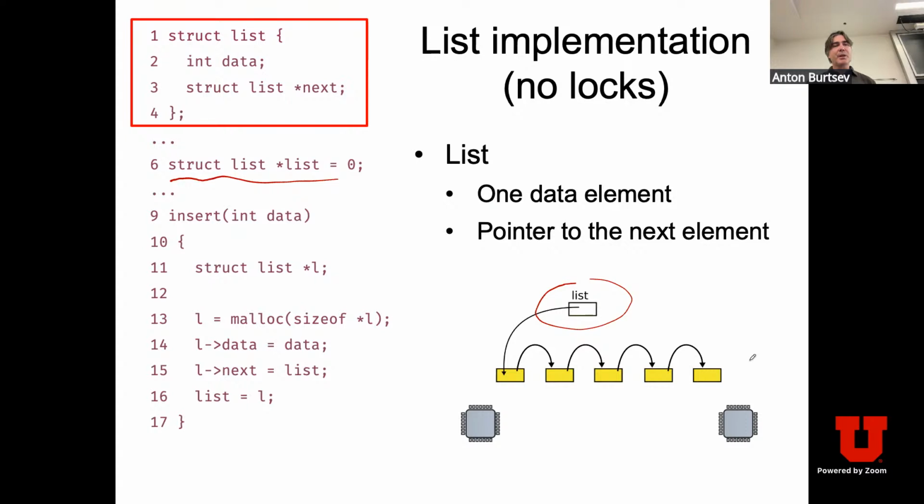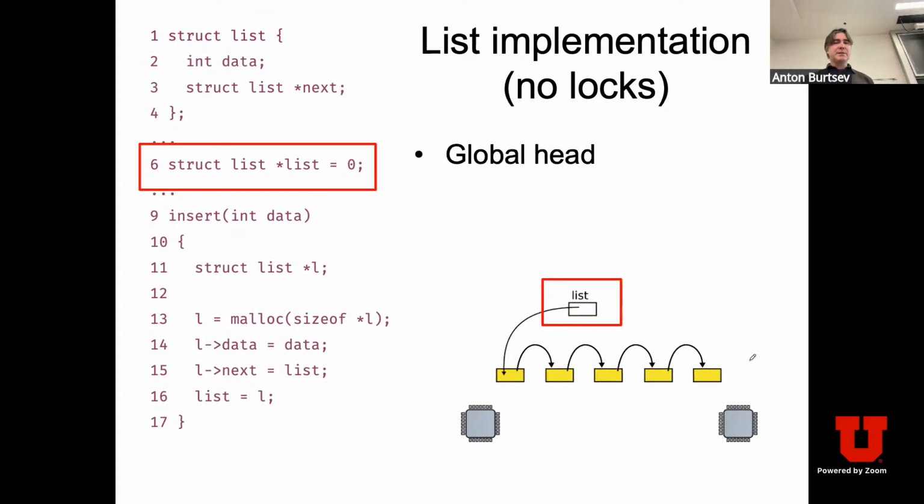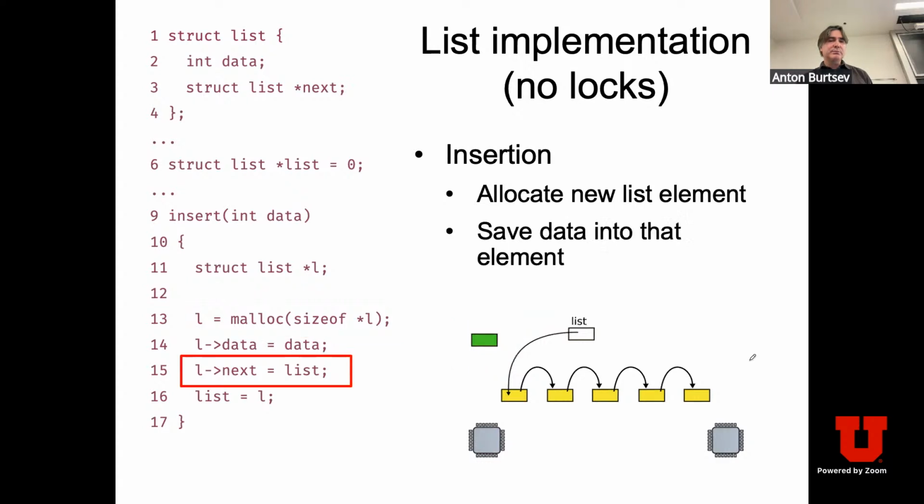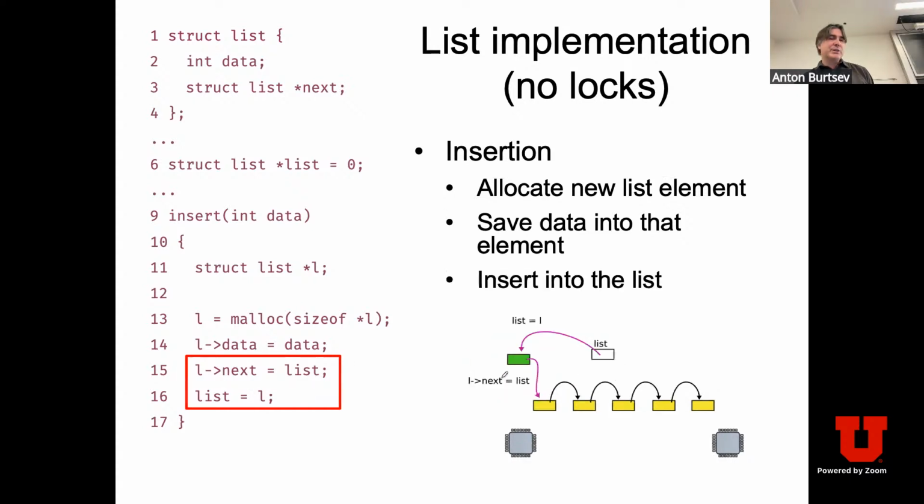Make sense? And insertion in a list obviously is reasonably trivial. You say, look, I will allocate an element from a memory allocator, a new element, and I want to add it to the list. So it's very simple. You look at this pointer and put it this way, and update the head to point to this new element on the list, right? Makes sense? So it's as simple an implementation as it gets, right?